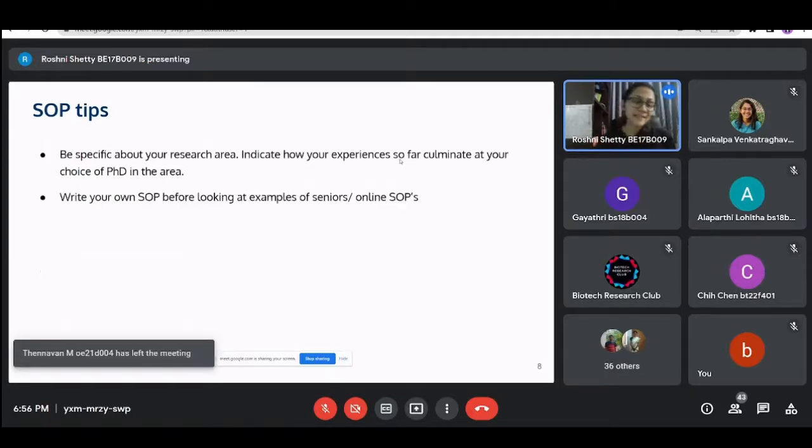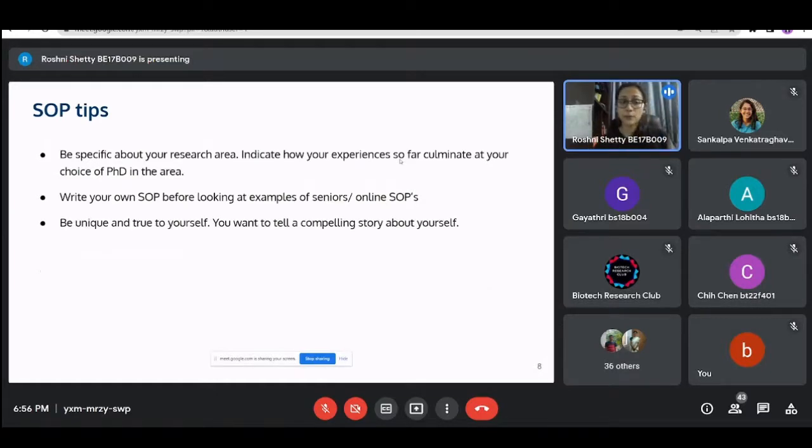And next, this is also a very good tip: write your own SOP before looking at any seniors' or online SOPs. Start writing on your own. This is because it is going to help you to be unique and to be true to yourself. You want the whole story to be about yourself and not somebody else.